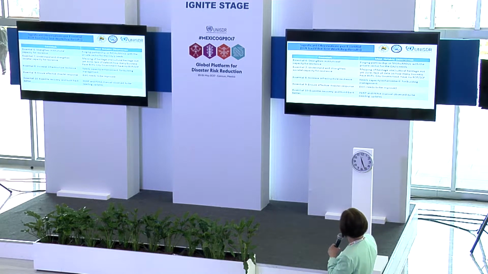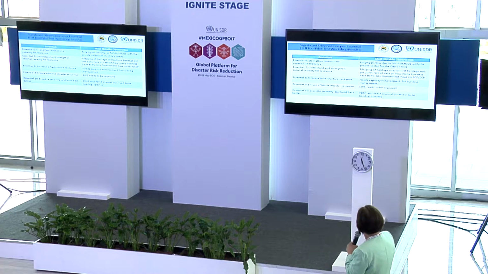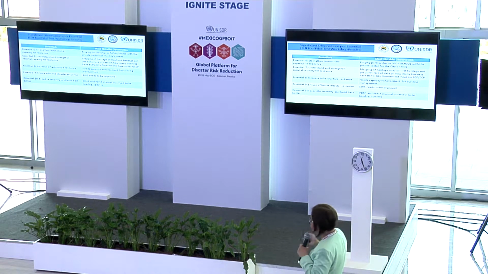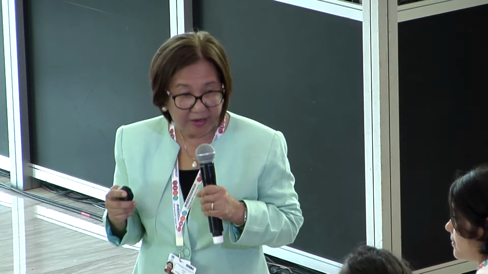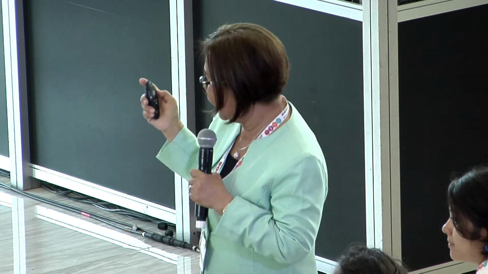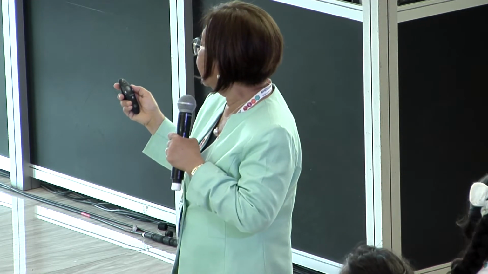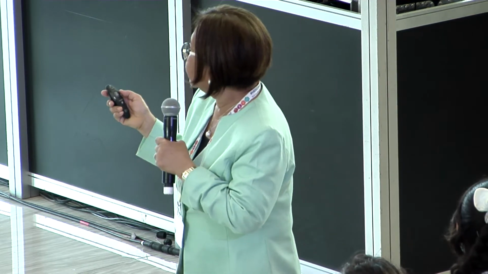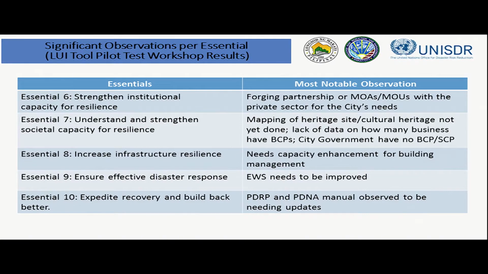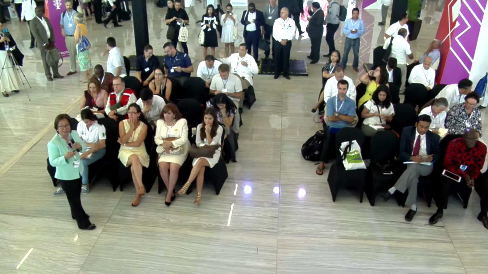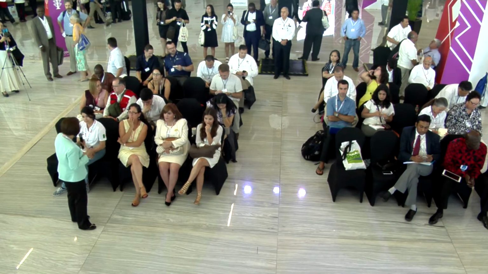Understand and strengthen societal capacity for resilience. We're saying that we still do not have any program for protecting our cultural heritage. So the city government is now doing cultural mapping, and this particular activity is an offshoot of this finding. Early warning needs to be improved, and also our pre-disaster recovery plan and the PDNA, or post-disaster needs assessment manual, need to be updated.